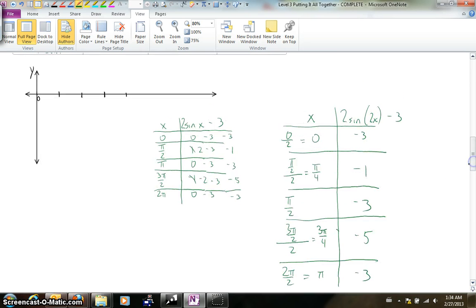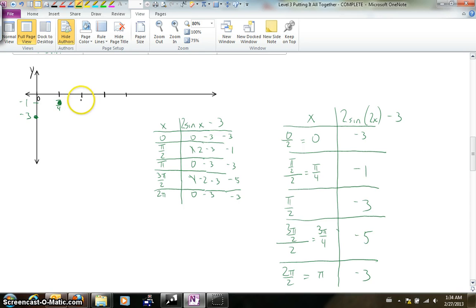So with these x coordinates and y coordinates, we can finish our graph. 0 starts at -3. Pi over 4 goes up to -1.